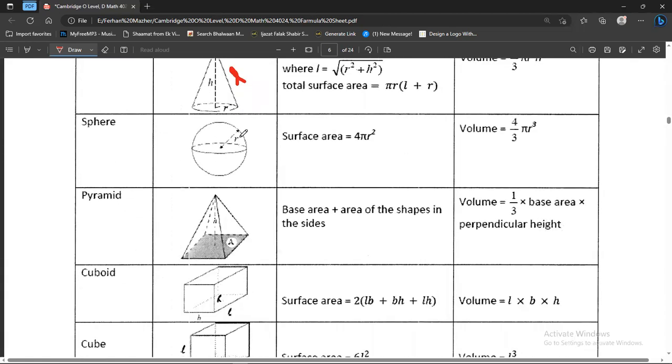The sphere, this is the shape of the sphere. It's like a football. The surface area is 4 pi r square. That's the curved surface. And the volume is 4 by 3 pi r cube.